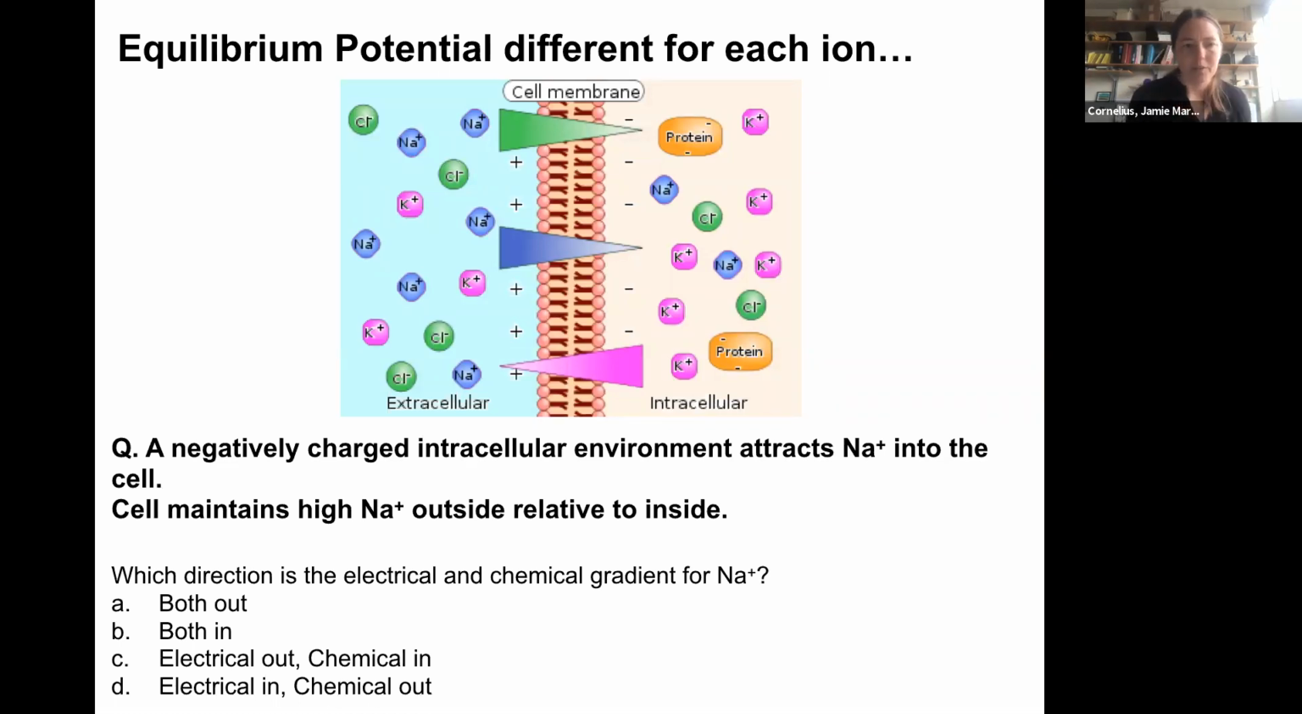Okay, so hopefully you thought about those things. We'll start with the chemical gradient. We have more sodium molecules outside of the cell than inside. So the concentration gradient is going to push sodium inside the cell. And if we think about the electrical gradient, sodium is a cation, it's positively charged, and we know that the inside of the cell is negatively charged because of those big anion proteins, or big negatively charged proteins. So the electrical gradient is also pushing sodium into the cell. So both are going in. Okay, the answer is B there.